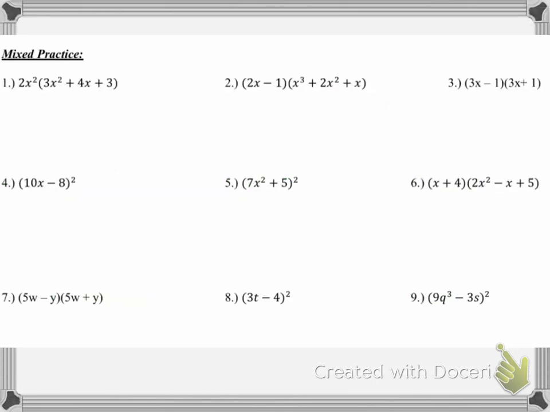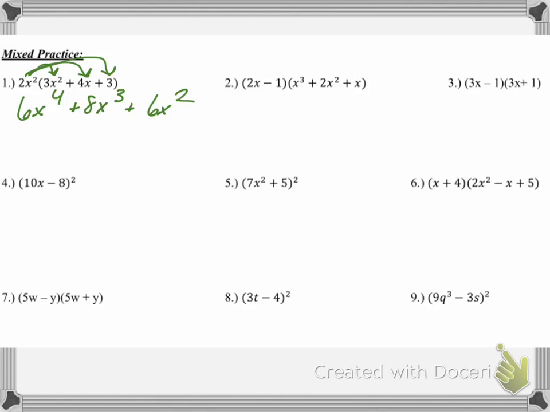So the last part of your notes is just kind of like a mixed practice because I want you guys to be able to identify these special cases when they're not kind of just like in isolation. So I'm going to do these problems and you pause the video as you deem fit and then kind of check your answers as you go. So for number 1, I'm going to distribute the 2x squared to everything. So there's no formula here, but that gives me 6x to the power of 4, 8x to the power of 3, and 6x squared.